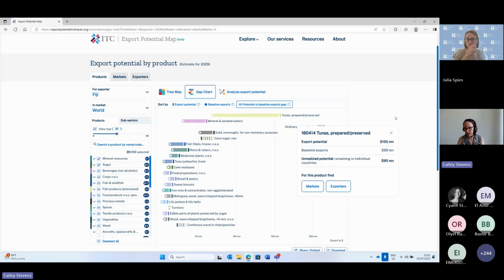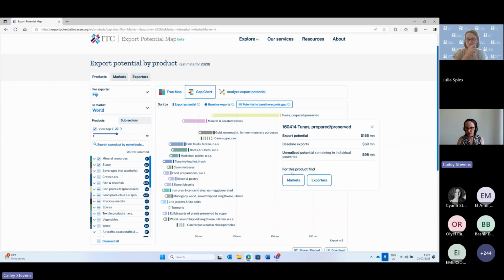Now, one thing that you might notice about these numbers is that 155 million minus 69 million does not equal 95 million. It actually equals 86 million. So you might say, what is going on here? What is happening here is that there are certain markets in which Fiji has already exceeded its potential for prepared or preserved tunas, while there are other markets in which it still has unrealized potential. So let's find out what markets those are.